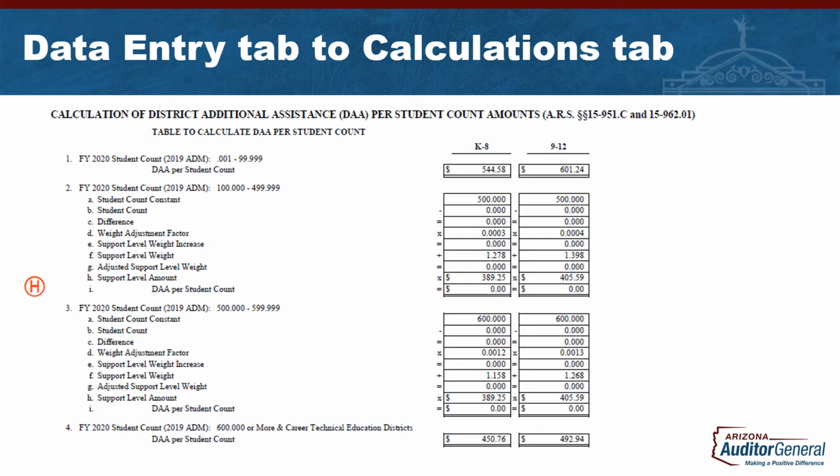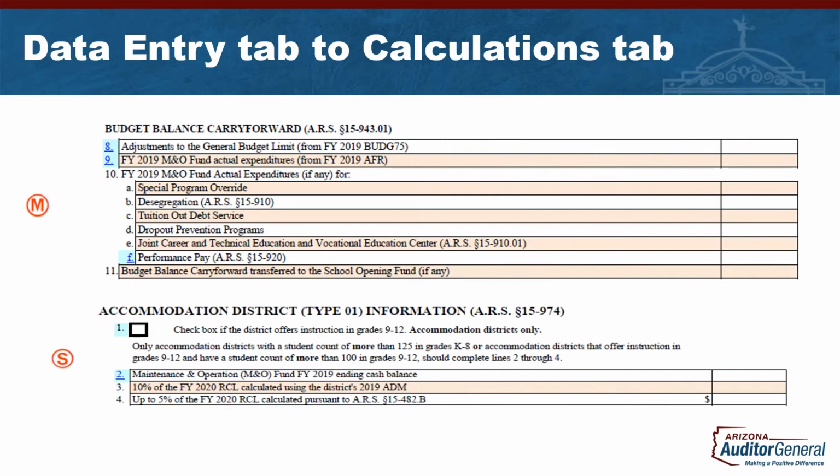And we'll now move back to the Data Entry tab to discuss the entries that don't relate to the APOR 55 tab. As we look back at the Data Entry tab, we can see that there's information you'll enter for the budget balance carry forward, as well as accommodation school districts providing some information that relates to their calculation of a carry forward. Those amounts don't feed forward to the APOR report, they feed forward to the Calculations tab.